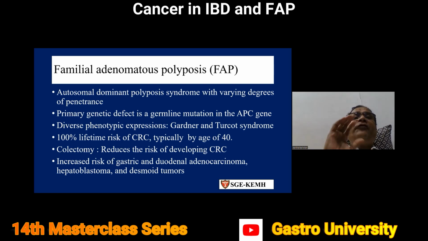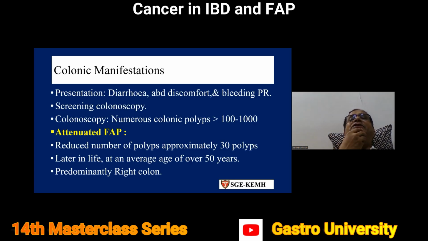And hence, prophylactic colectomy is recommended in all these patients to reduce the risk of developing carcinoma, by the late 20s or early 30s. Besides this, it's very important to note they also have increased risk of gastric and duodenal adenocarcinoma, hepatoblastoma, and desmoid tumors. So as far as colonic manifestations of malignancy in these patients are concerned, they will present with diarrhea, abdominal discomfort, bleeding PR, and you would naturally do a colonoscopy, and you will be finding numerous polyps, more than thousands, what they describe as a carpet of polyps.